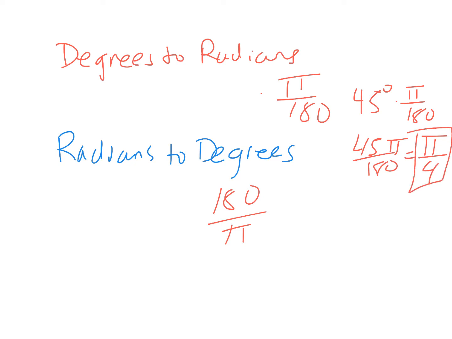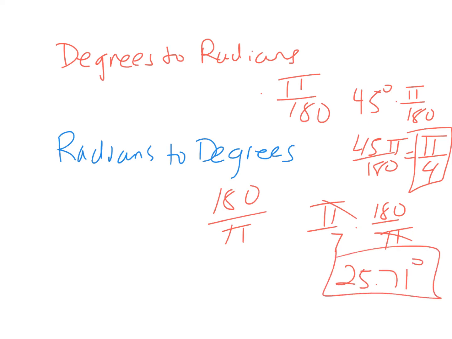Now, be careful. Well, you don't have to be careful. If I give you something with a decimal as a degree or something that won't reduce, then you can either A, leave it in terms of pi over 180, or B, if it's a decimal degree, give me the decimal radians. It's fine to plug it in your calculator. For example, for radians to degrees, let's say I have pi over 7, and we want that in degrees. I'm going to multiply that by 180 over pi. Cancel the pi's. 180 divided by 7 will get you 25.71 degrees.